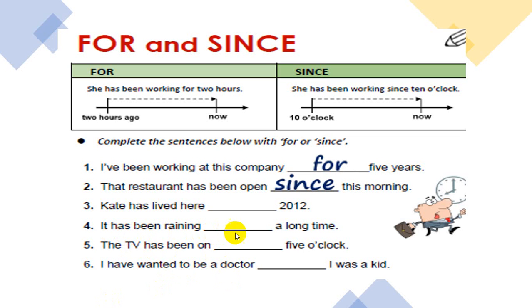Number 4. It has been raining space a long time. A long time. Excellent. For a long time. Number 5. The TV has been on space 5 o'clock. 5 o'clock. Excellent. Since 5 o'clock. I have wanted to be a doctor space I was a kid. Starting time or a period of time? Excellent. Since I was a kid. Starting time.